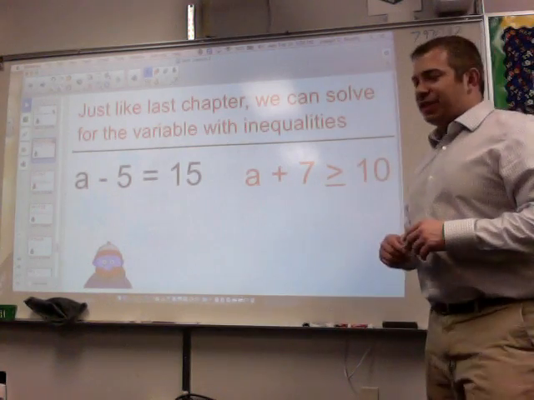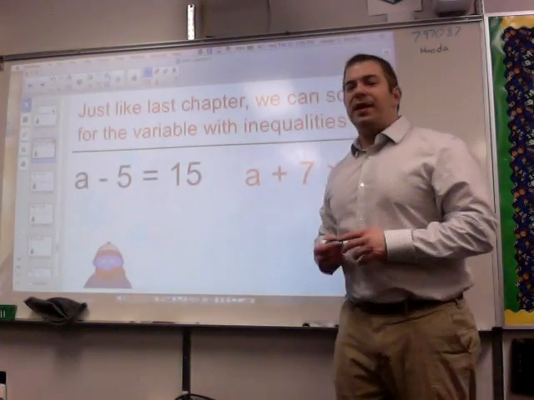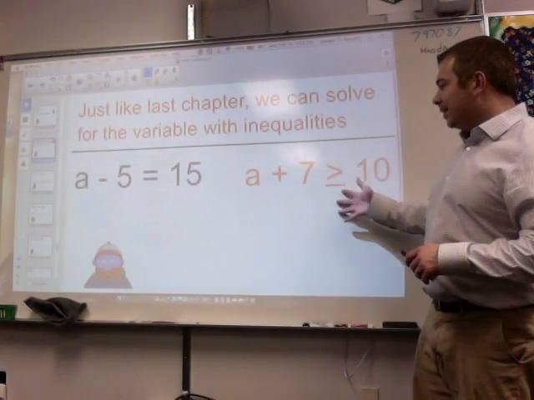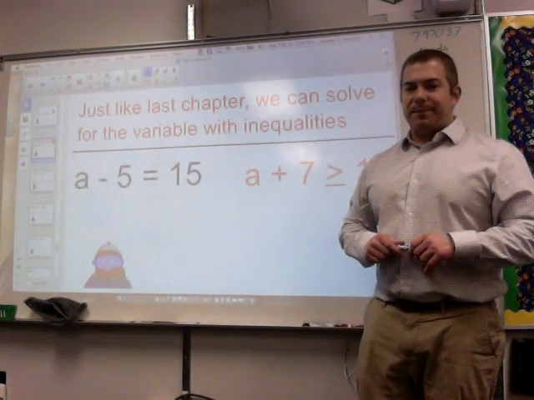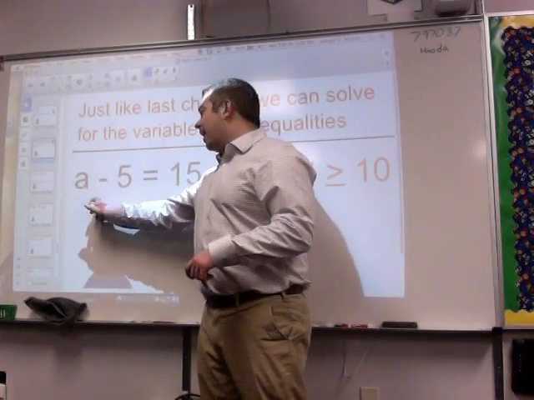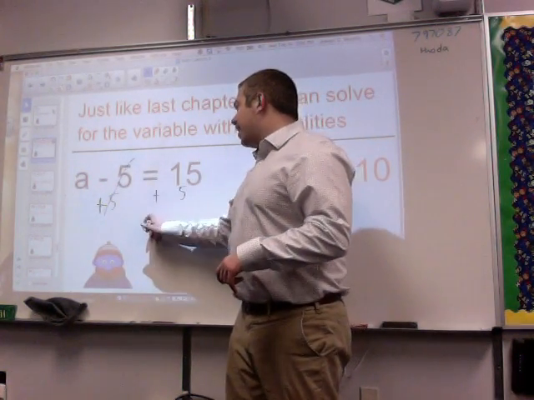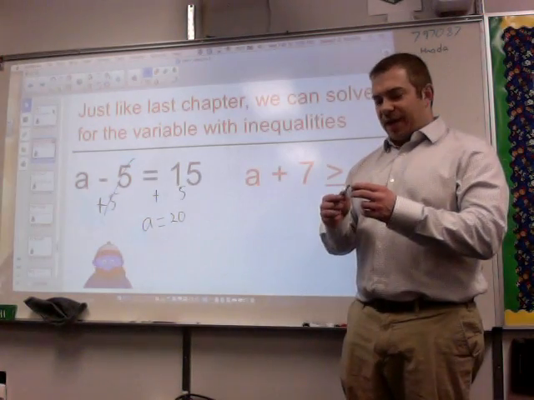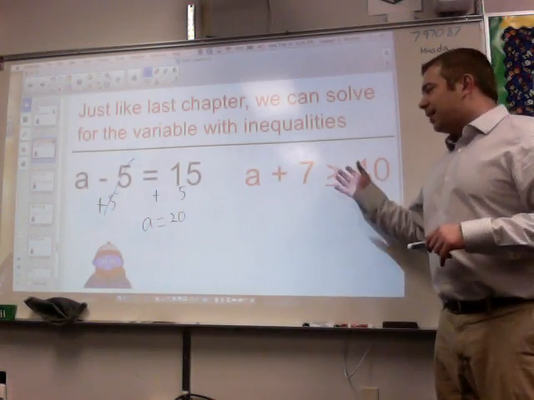Okay, just like last chapter, chapter 7, when we solved for the variable in an equation. So this is kind of like an equality. This is an inequality because it's not necessarily equal. Last chapter, to solve for a, we would have to get a by itself. So we would have added 5, cancels out, added 5, and a would equal 20. We check our work. 20 minus 5 equals 15. Great. Same kind of concept here with inequalities.